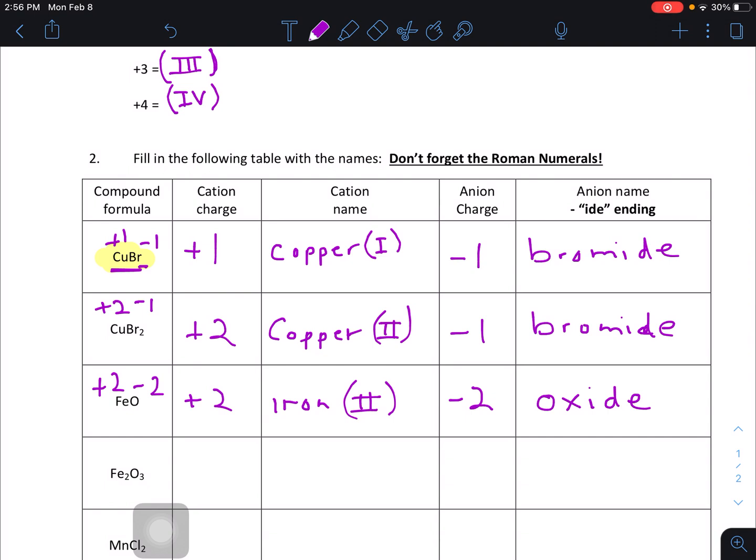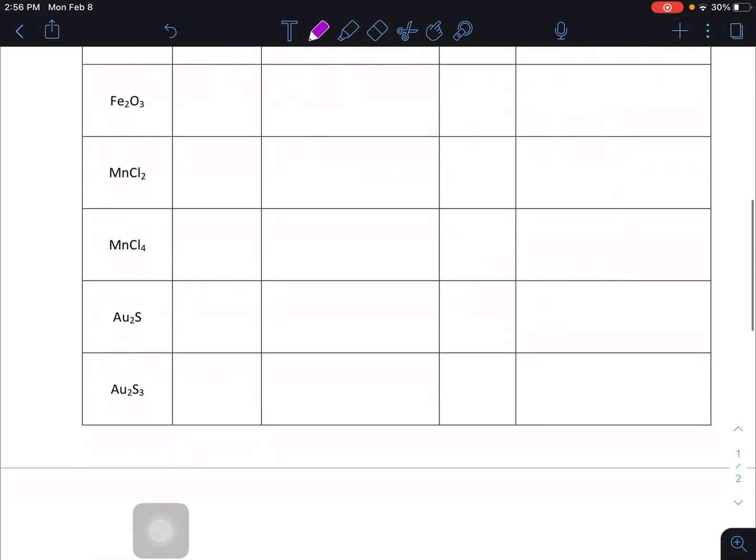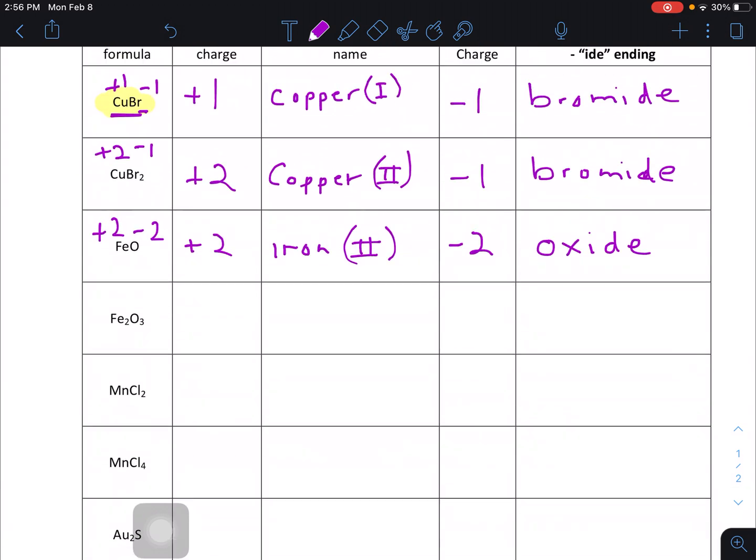I hope that helps you out. A few examples there. It looks like you've only got 5 of them left to do. Good luck on this. Ask questions if you need help.